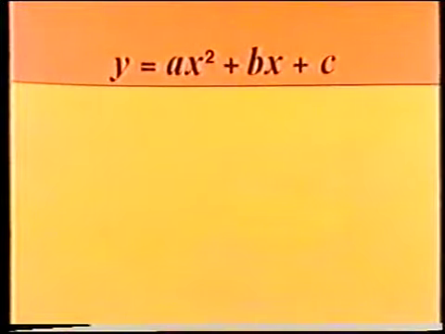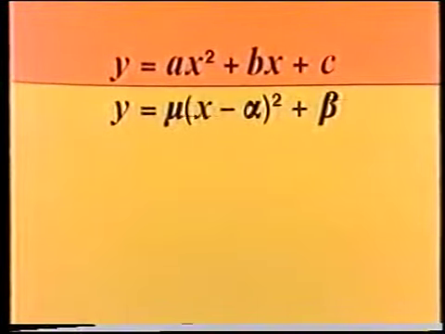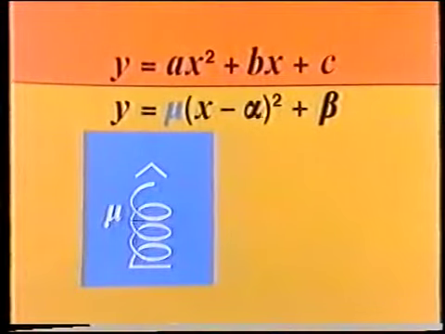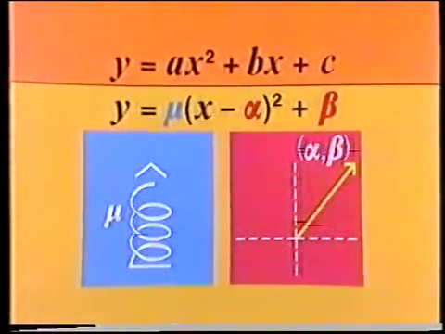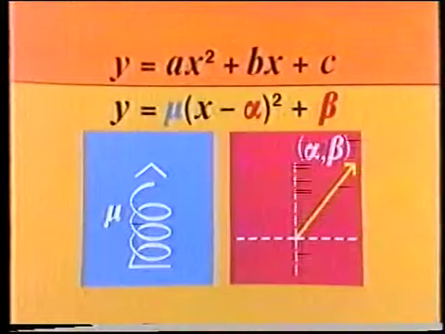Now, this technique of completing the square will work for any quadratic function. Putting it in completed square form allows us to find a scaling and a translation that transform the graph of y equals x squared to the graph of the function we want.